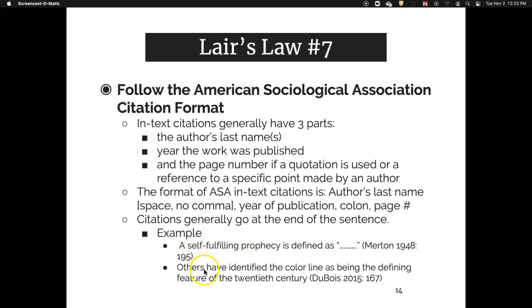Another example would be, others have identified the color line as being the defining feature of the 20th century. This is a point that's made by Du Bois. And so the in-text citation would look like parentheses, Du Bois, author's last name, space, 2015, colon, space, page 167.